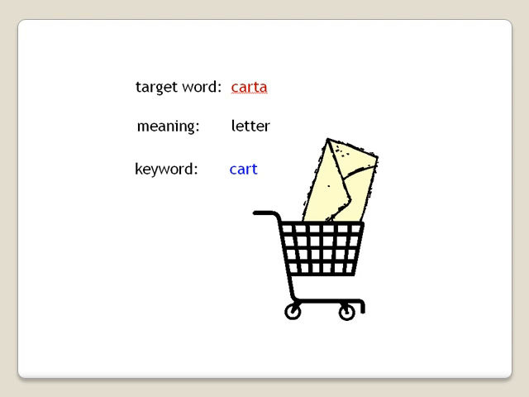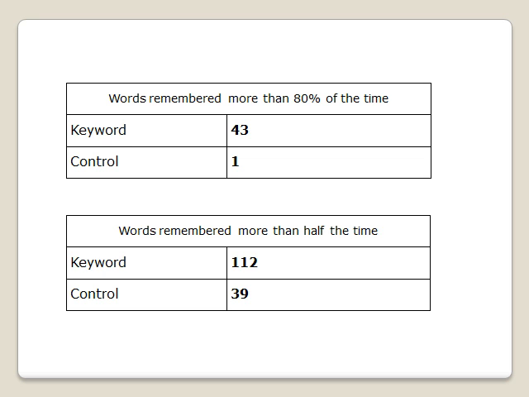Results from using the keyword method have been quite dramatic. For example, in a classic study from the researchers that developed this strategy, Atkinson and Raugh, 1975, over a third of the 120 words were remembered more than 80% of the time in the keyword condition, compared to only one item in the control condition, Glatz for eye, a mnemonic link so obvious I'm sure most of the control participants used it. Moreover, only 7 words were remembered less than half the time in the keyword condition, compared to 70 in the control condition.